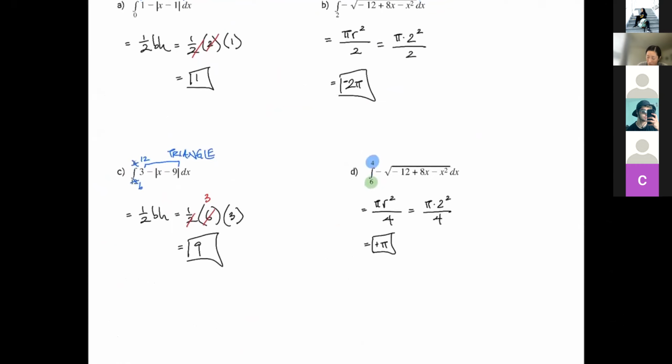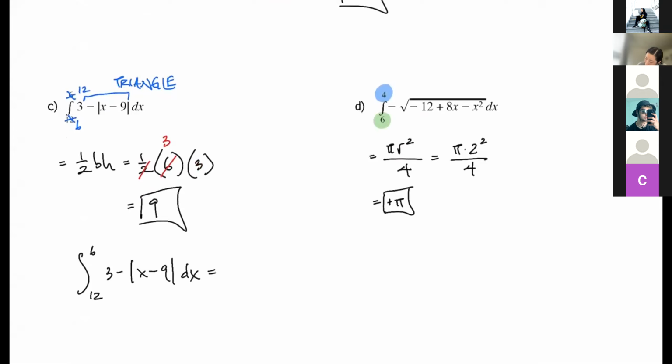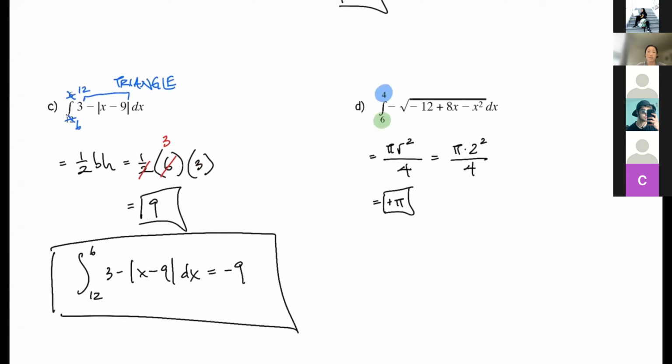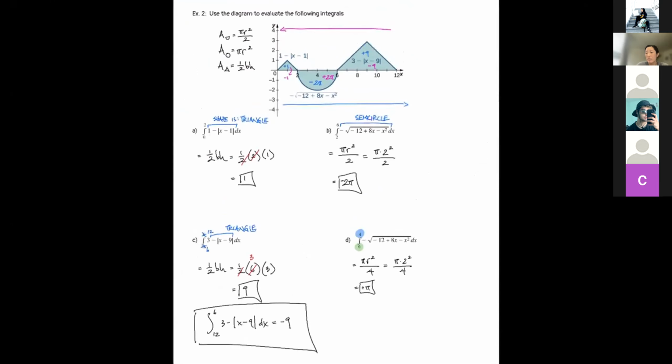So when I wrote question C, if I kept it the way it originally said, the integral from 12 to 6 of 3 minus x minus 9 dx, then we would have said our answer was -9 because we're reading in the opposite direction. Okay. I know that can be a little messy in the brain. There are questions on the quiz like this. So I would encourage you to kind of practice that thinking, like, how do I know when things are positive or negative? Okay.